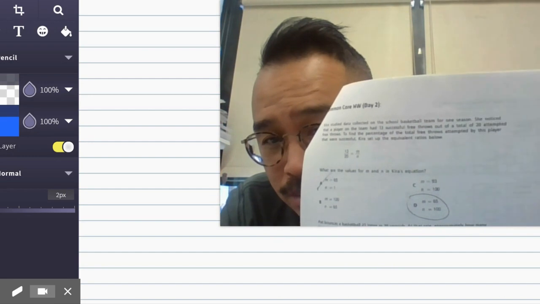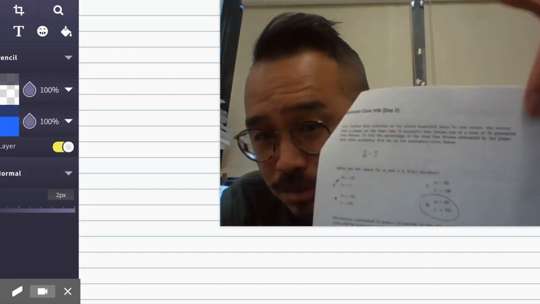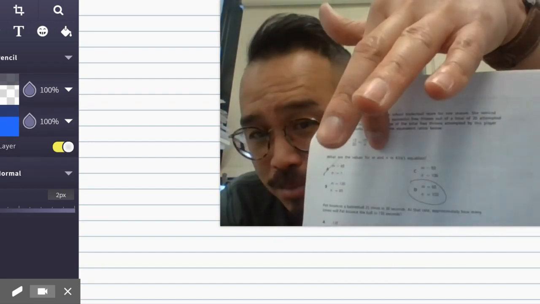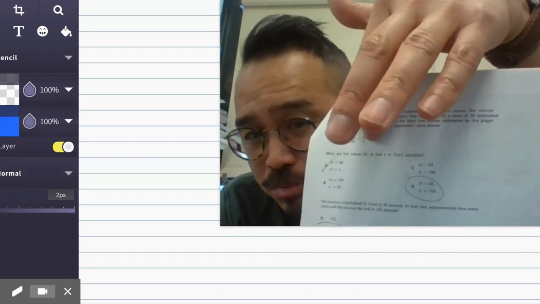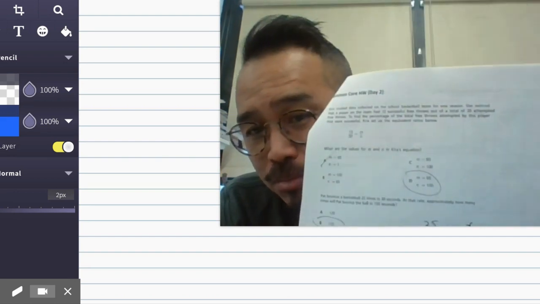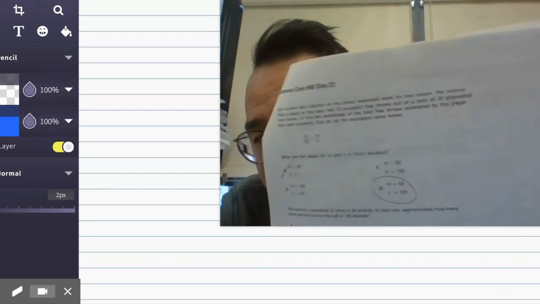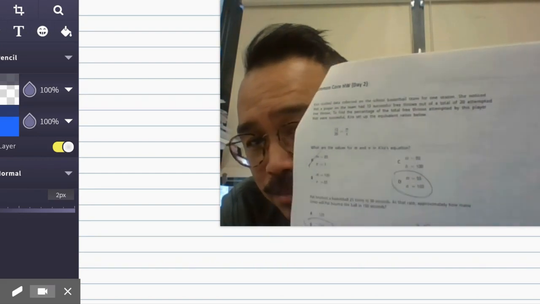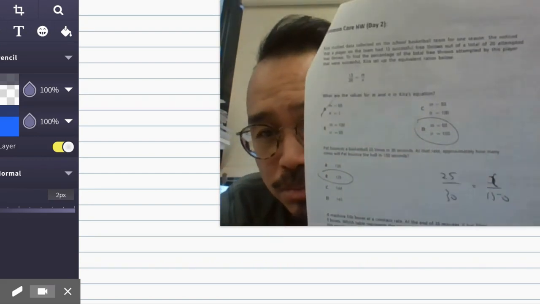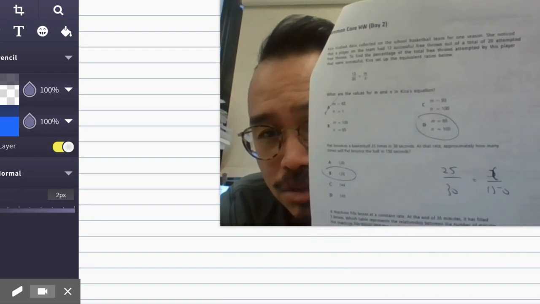For the first one, you just have to figure out what M and N should be. Should you put these in? That will make them proportional, and you can test that by cross multiplying, right? And number two, here's the proportion, and then there's the answer.